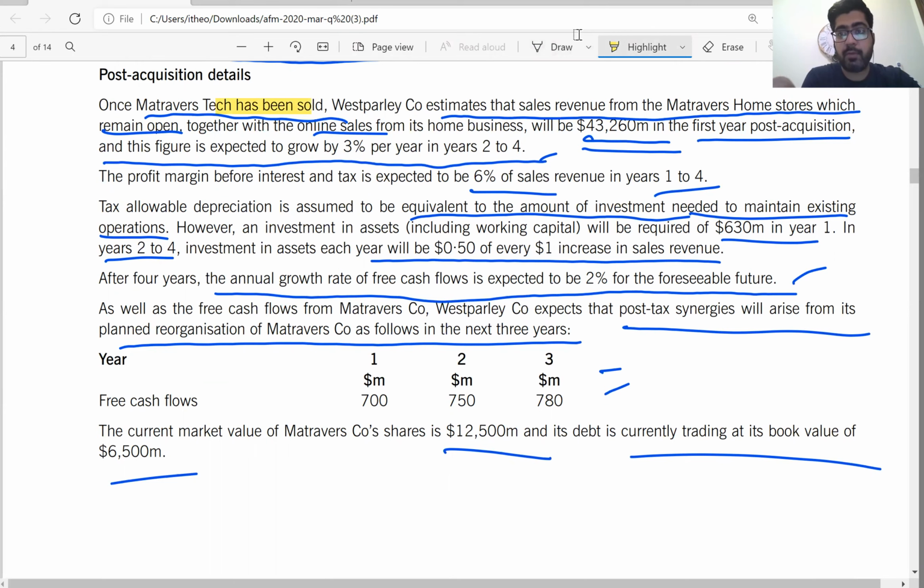WESTPARLEY estimates revenue from home will be 43,260 million the first year, will grow by 3% for years 2 to 4, profit margin 6%, TAD equal to working capital investment, and assets 630 million. Annual growth rate of free cash flows will be 2%, as well as the free cash flows, they will get the post-tax synergies. Okay, so obviously the additional value if they acquire Matterverse company.